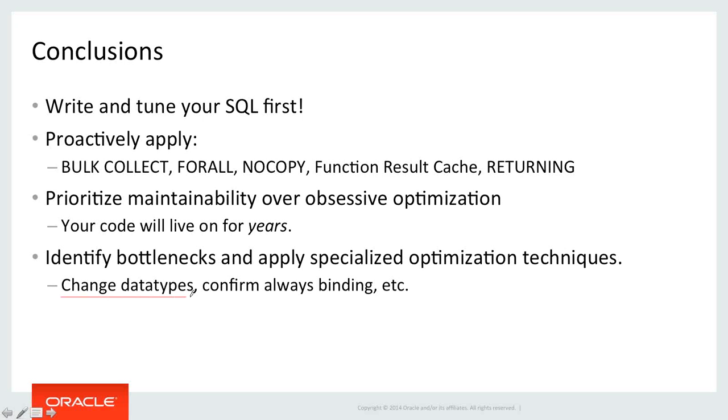For example, changing the data types. You're almost never going to see an impact from that unless you've got a fairly extreme circumstance. Confirm that you're always doing binding and not concatenating and so on. And then you'll do those final, much more optimized tweaks to your code, like turning on your inlining in a specific program.